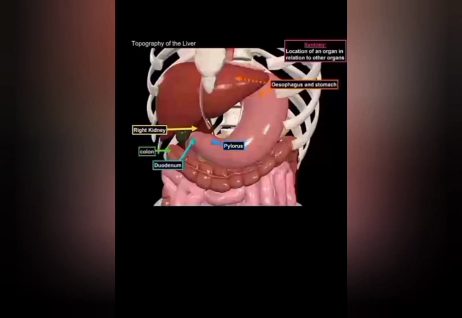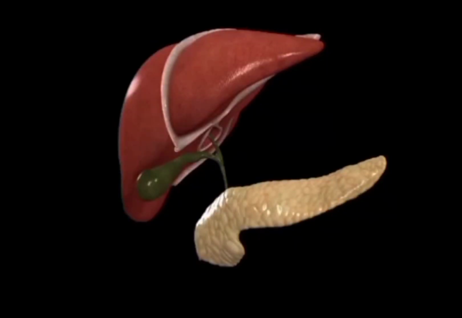In this video I will explain about liver function, anatomy and pathology. The goal of this video is to break down the anatomy of the liver, the function of the liver and the pathology of the liver, and how to differentiate them. And in this video, we're going to go through the anatomy of the liver.